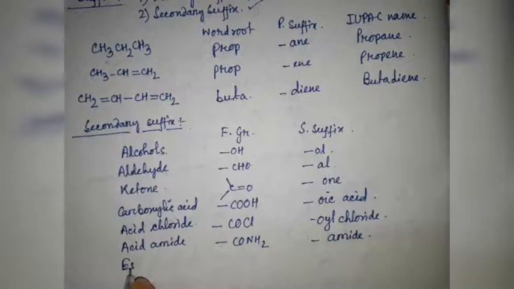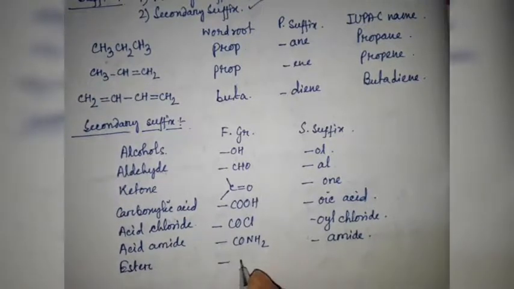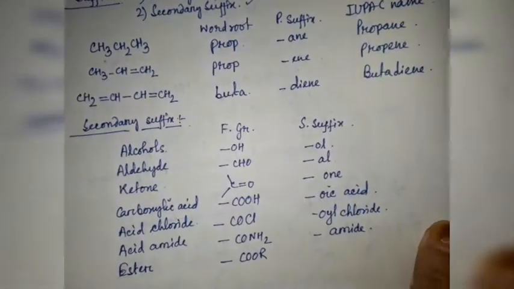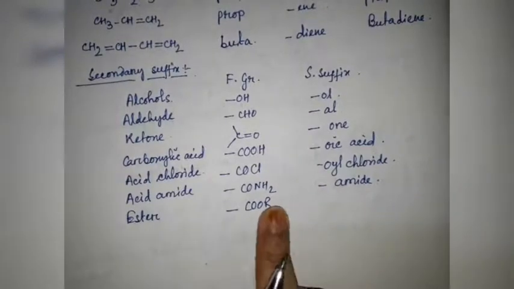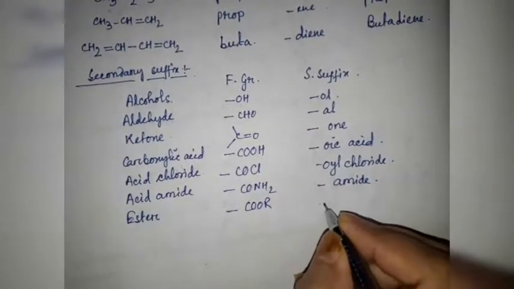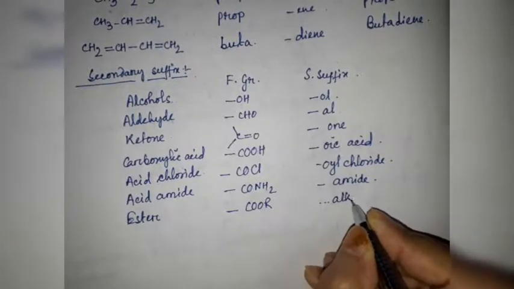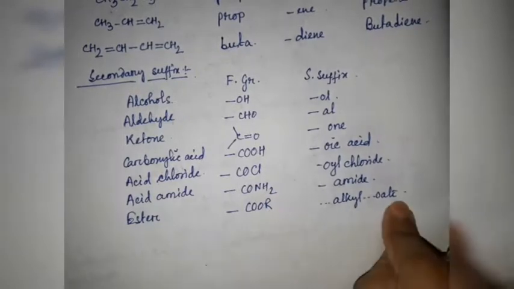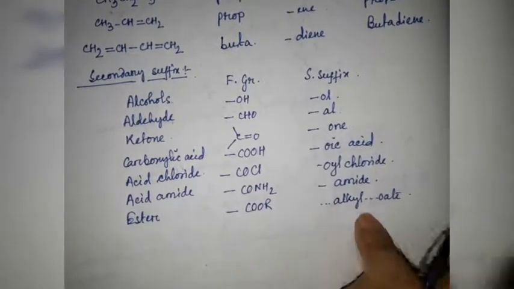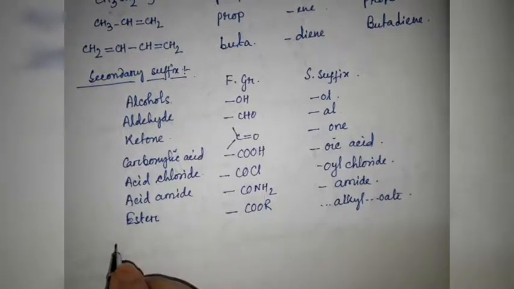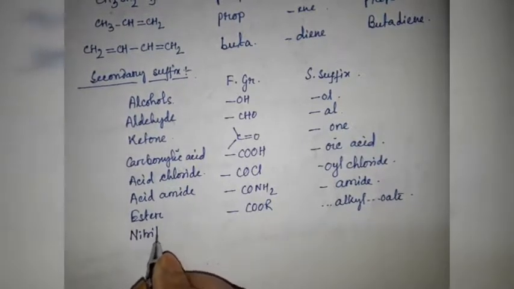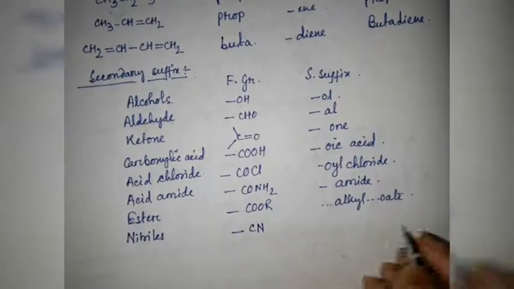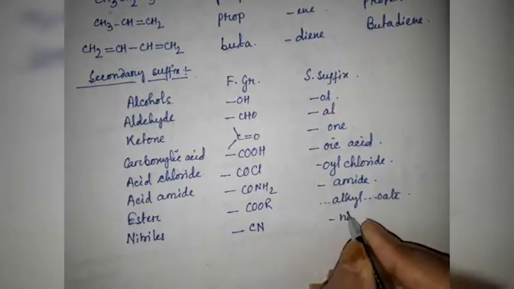If esters are present, the functional group will be COOR. That R group can be any alkyl group like methyl, ethyl, propyl and so on, and the suffix will be alkyl oate. That means in case of methyl it will be methanoate, in case of ethyl it will be ethanoate and so on. Okay, in case of nitriles, the functional group is CN or C triple bond N and the suffix is nitrile.